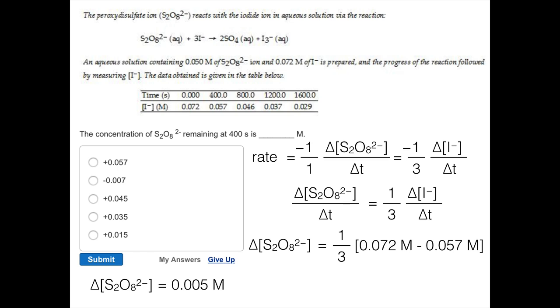We're not asked for the change in concentration, we're asked for the concentration of S2O8 2- remaining after 400 seconds. So we need to take the initial concentration, which is 0.05, subtract 0.005 molar, and that's going to give us 0.045 molar for the concentration of S2O8 2- remaining after 400 seconds.